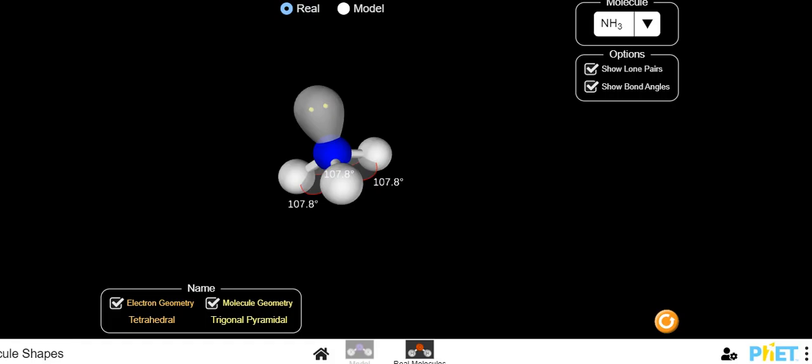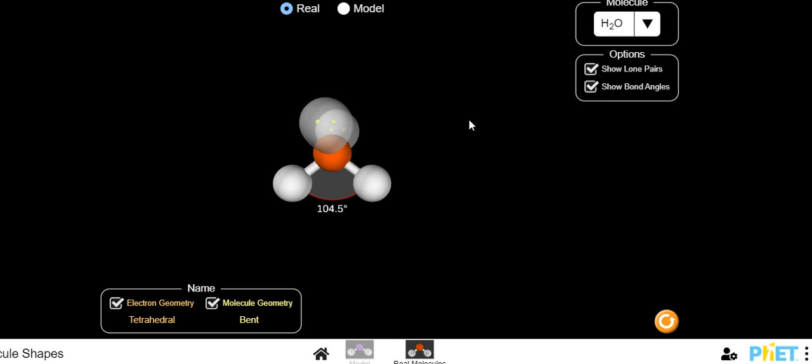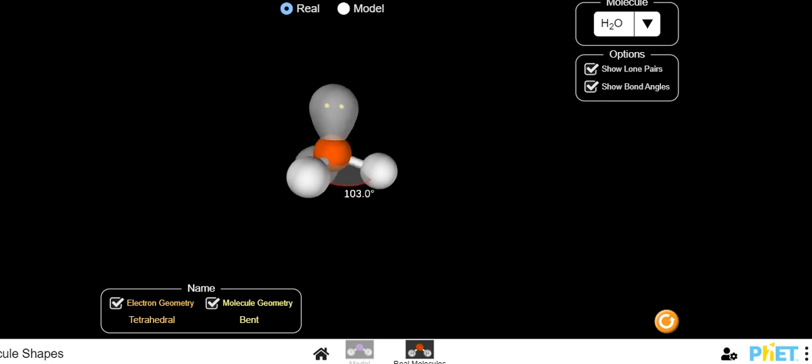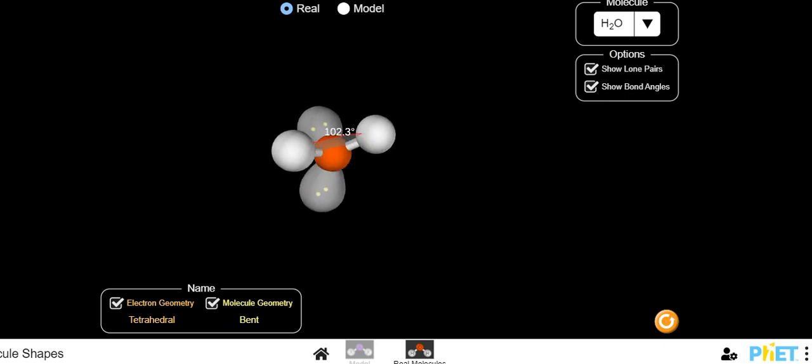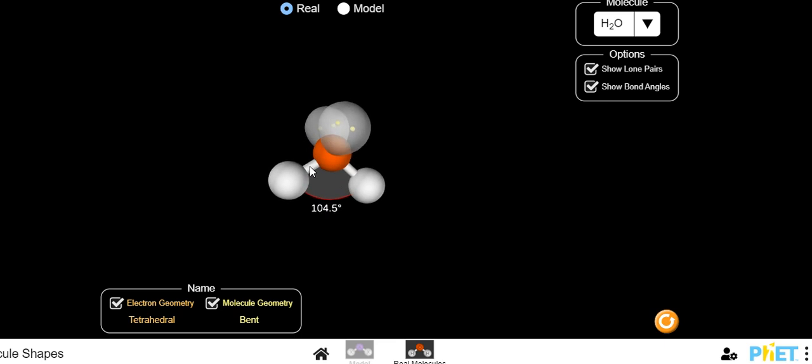We can look to a simulation to see what this looks like. And we can go straight to a water molecule with its 2 lone pairs and its 2 bonding pairs. And we can see that we have those up top. It has this bent shape, and the angle has been further compressed to 104.5.